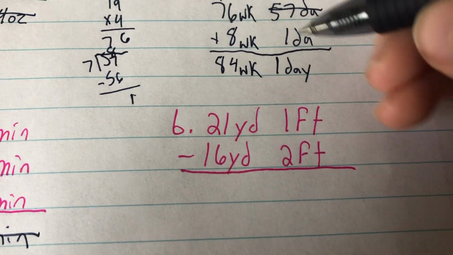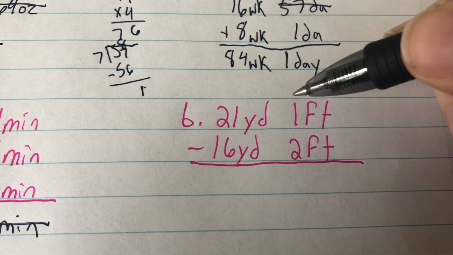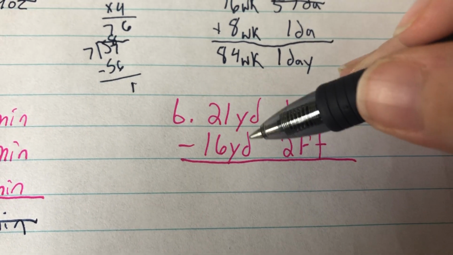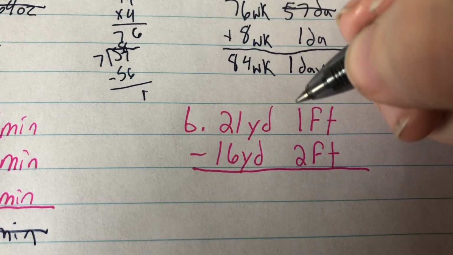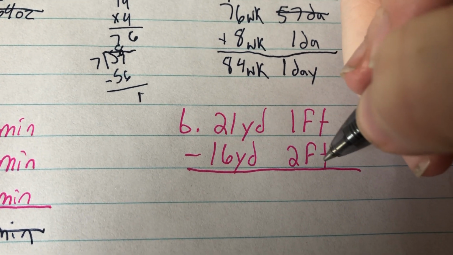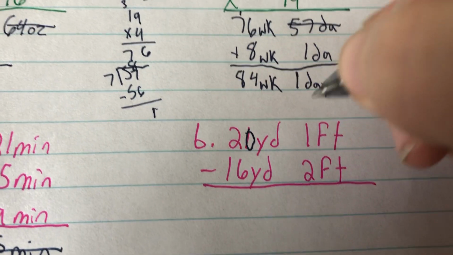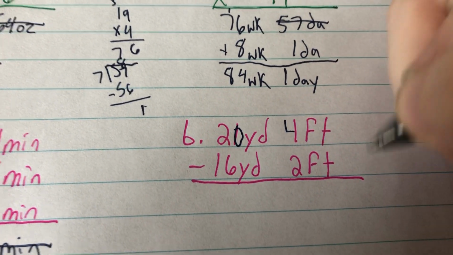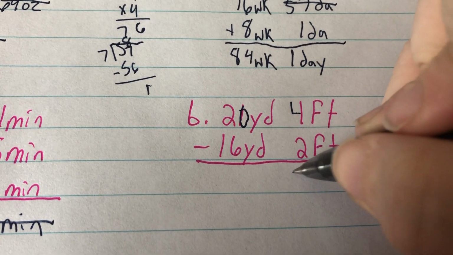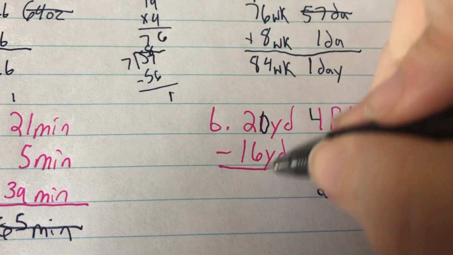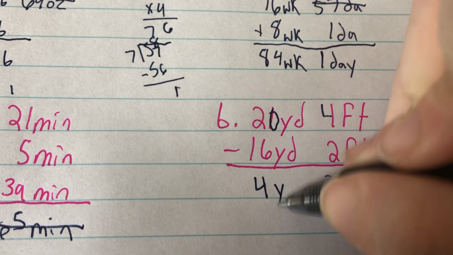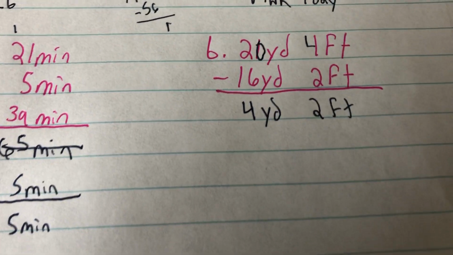To B, we have 21 yards and 1 foot, minus 16 yards and 2 feet. There are 3 feet in 1 yard, so to borrow, I'd make this 20 yards and add 3 feet to it, which would be 4 feet. 4 minus 2 is 2 feet. 20 minus 16 is 4 yards, so 4 yards and 2 feet.